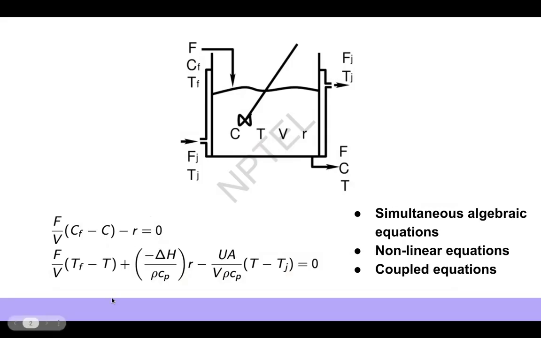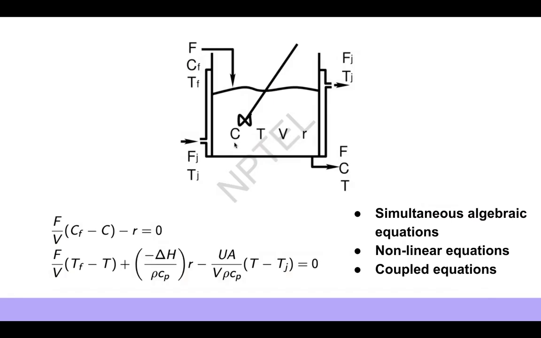The next equation is the energy balance, where you will have temperature as a variable. First, let us look at the reactor temperature. The inlet temperature is TF and the outlet temperature is T, so the difference is TF minus T, multiplied by the volumetric flow rate divided by the volume. This is the change in temperature with respect to time. Now, since there is a heat of reaction, it could be exothermic or endothermic. Exothermic means delta H will be negative and endothermic means delta H will be positive.